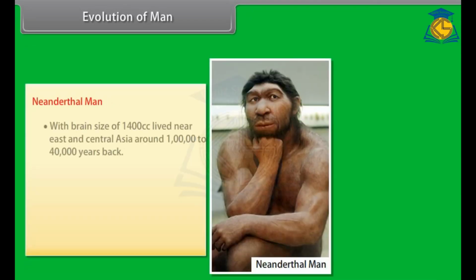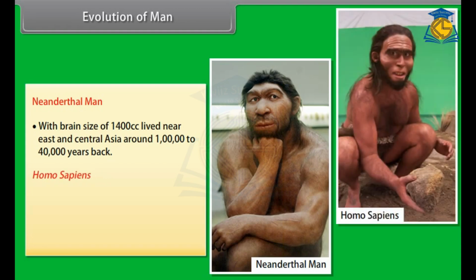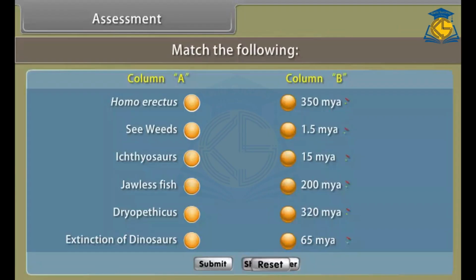Neanderthal man with brain size of 1400 cc lived near East and Central Asia around 1 lakh to 40,000 years back. Homo sapiens evolved in Africa around 75,000 to 10,000 years ago, called the modern man.